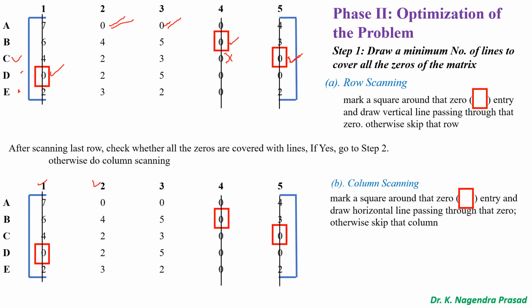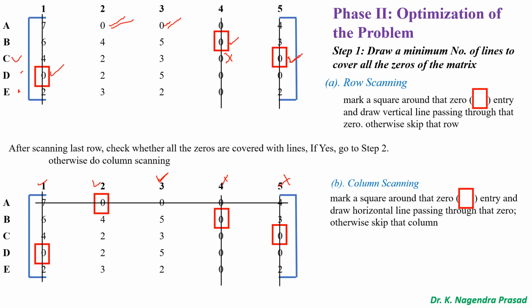In the second column, we have exactly one 0. Then we mark a square around the 0 and draw a horizontal line passing through that 0. Next we go for the third column. Here there are no zeros, so we skip this column. The fourth column and fifth column were already removed.